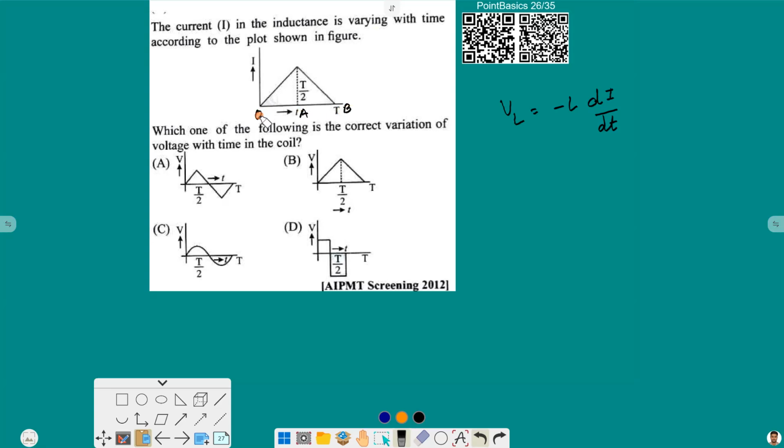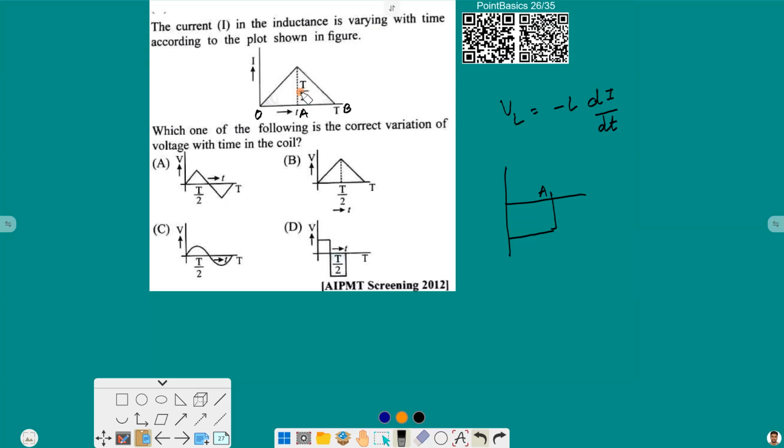Between O and A, current is increasing linearly, or we can say di by dt is a positive constant. So V_L, the induced EMF, will be negative, and that will be constant also, as di by dt is a positive constant. So the graph should be like this. The induced EMF should initially be negative up to point A.